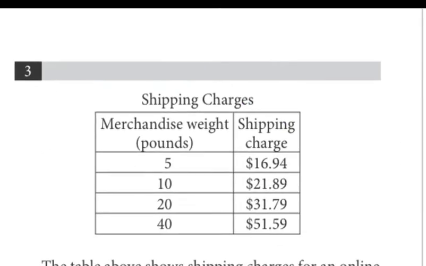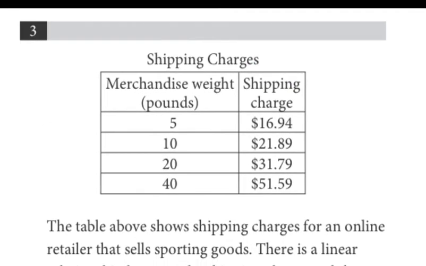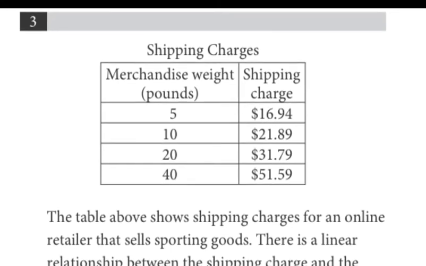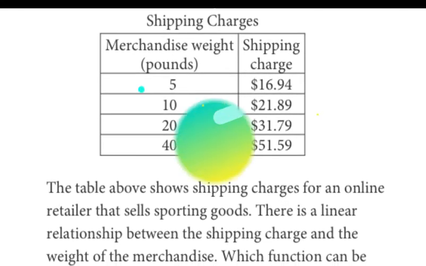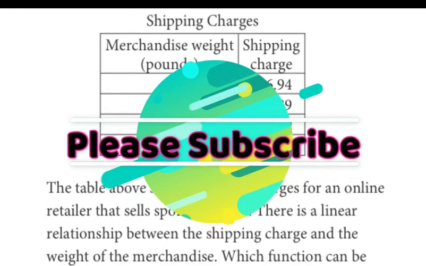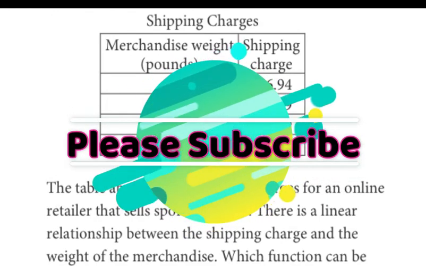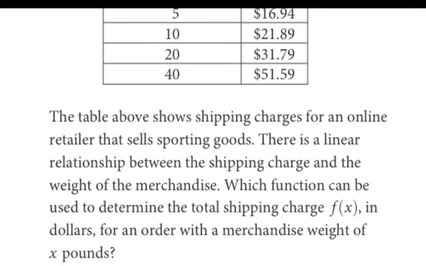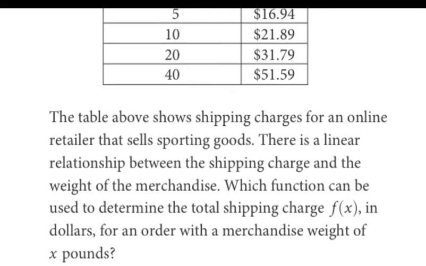For number 3, we have a chart. We have shipping charges. We have the merchandise weight on the left and the shipping charge on the right. The table above shows shipping charges for an online retailer that sells sporting goods. There is a linear relationship between the shipping charge and the weight of the merchandise. Which function can be used to determine the total shipping charge f of x in dollars for an order with a merchandise weight of x pounds?